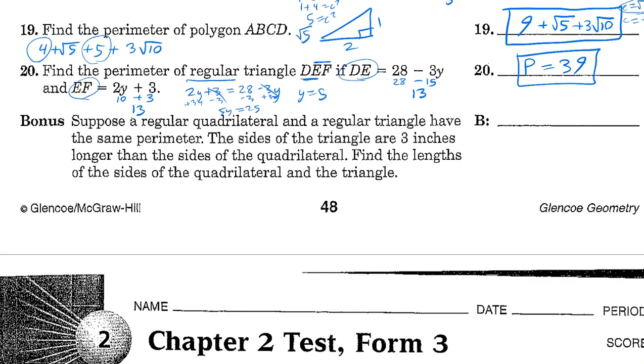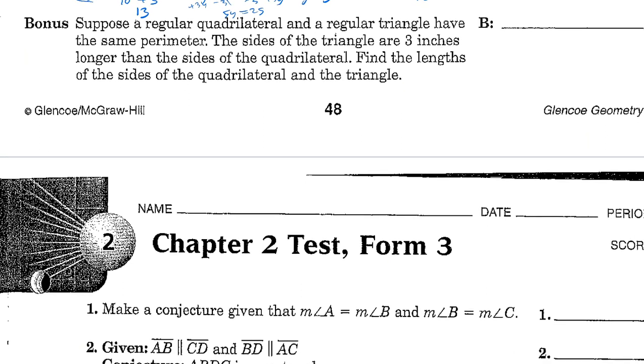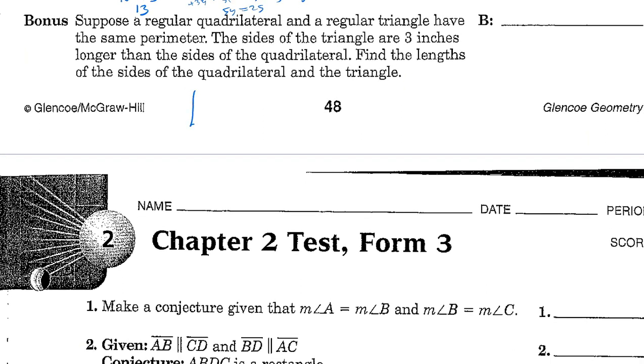And the last one, suppose a regular quadrilateral and a regular triangle have the same perimeter. Okay, so we got a regular quadrilateral, that's a square, right? All angles the same, all sides the same. And the perimeter is the same as an equilateral triangle. Okay. The sides of the triangle are 3 inches longer than the sides of the quadrilateral. Oh, so here's x, x, x, x. Here's x plus 3, x plus 3, x plus 3. Find the lengths of the sides of the quadrilateral and the triangle.